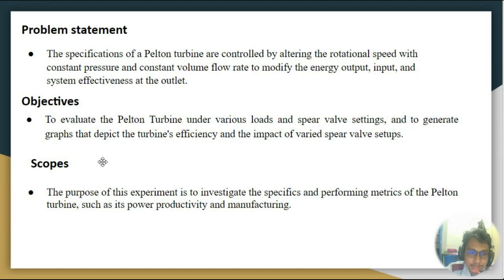Okay, we go to the problem statement. The specification of a Pelton turbine is controlled by altering the rotational speed with constant pressure and constant volume flow rate to modify the energy output, input, and system effectiveness at the outlet. Objective: to evaluate the Pelton turbine under various loads and speed valve settings, and to generate a graph that depicts the turbine efficiency and the impact of various speed valve setups. And scope: the purpose of the experiment is to investigate the specifics and performance metrics of the Pelton turbine, such as its power, productivity, and manufacturing. I think that's all from me.